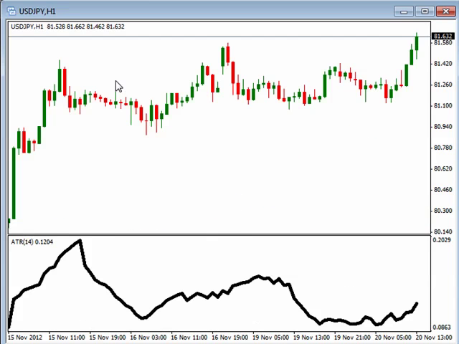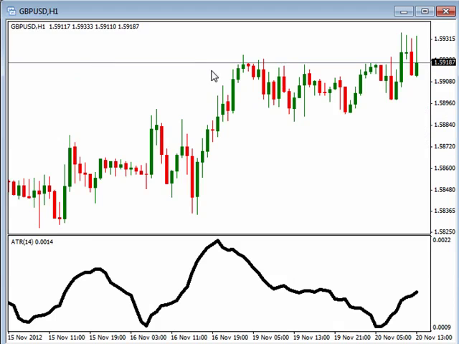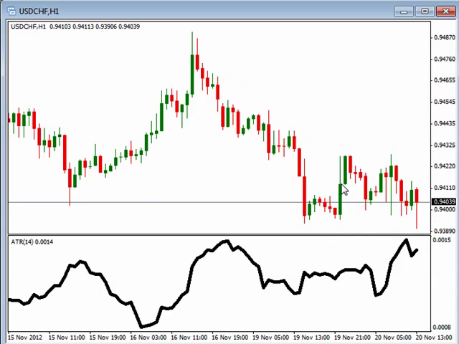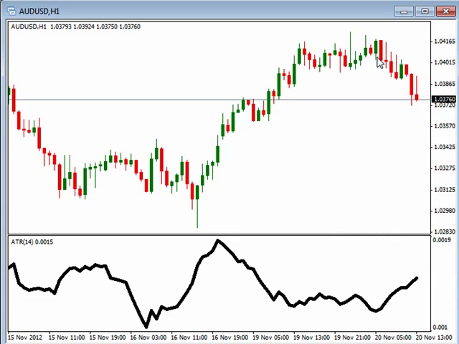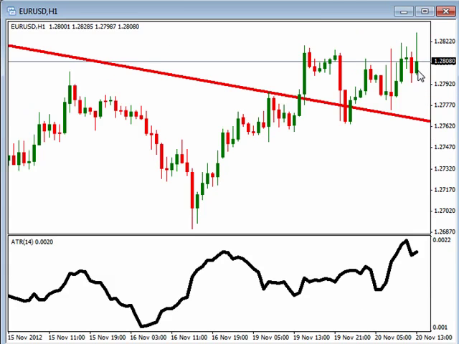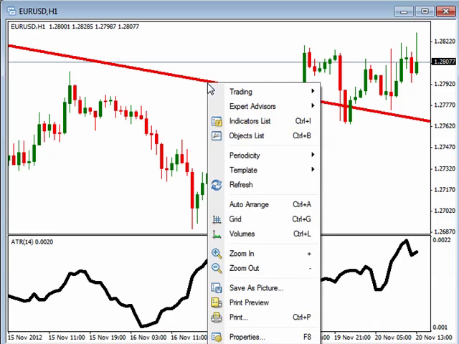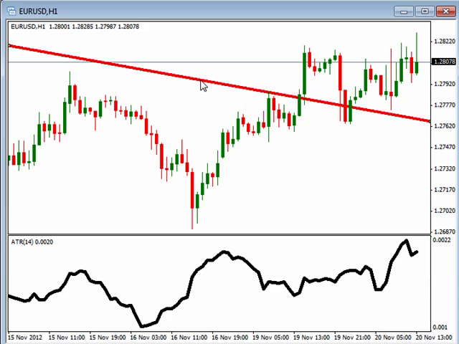Here is the US Japanese yen. Pretty flat last couple hours, starting to see some upward movement. Pound dollar, flat. US CAD, flat. Aussie dollar, flat. Starting to roll down here a little bit. And the euro dollar, pretty flat. So on an hourly time frame, we got a lot of flatness going on, which we'll just simply wait for confirmation of some breakouts and whatnot.